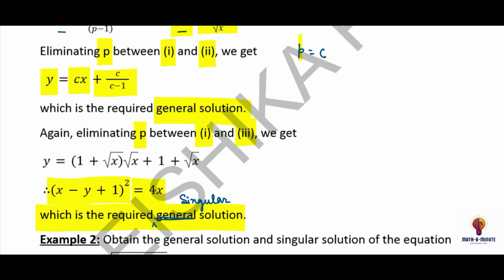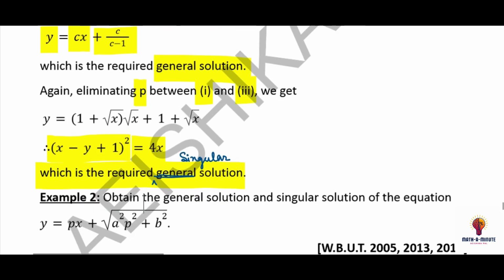Okay, so in this way, try to find the singular solution and general solution of this equation. Obtain the general solution and singular solution of the equation y equals px plus square root of (a square p square plus b square). Okay, so pause this video and try to find the solution.